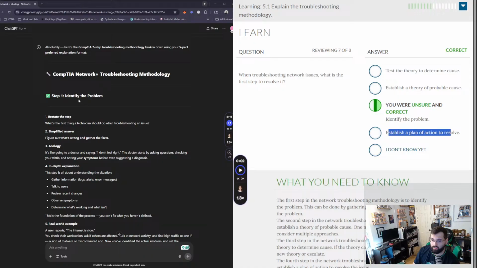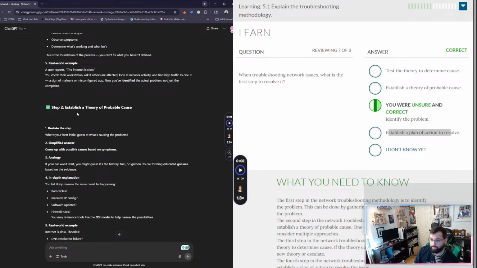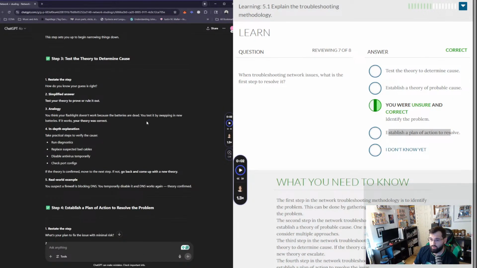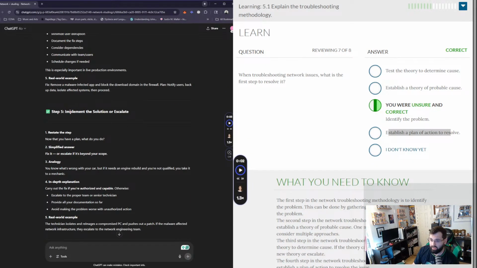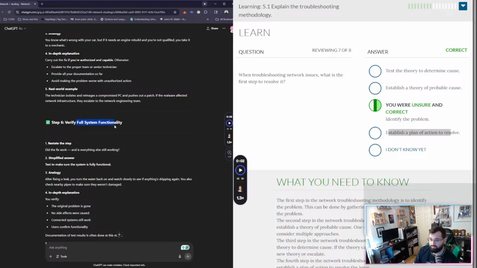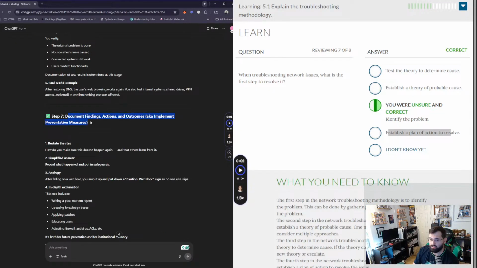And if we go back here, identifying the problem, number one, establishing a theory, number two, testing the theory is number three, and establishing a plan is number four. If we go beyond that, we're implementing the solution, verifying that it works, and then documenting our findings. So in all reality, it makes total sense. And the more you do it, the more it's one of those things you just sit there and you're like, duh, why do I need that? Okay, we're going to move on.